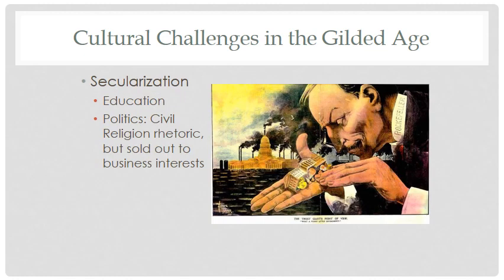Secularization also affects politics. There's still a lot of politicians talking in civil religious rhetoric, but they're sold out to business interests. And American government really becomes focused in many ways during this era on business interests. Here's a contemporary editorial cartoon. This is John D. Rockefeller, and you see he's got the White House in the palm of his hand, and the Capitol in the distance there is one of his refineries for his oil empire. And so, that kind of shows you how people thought about things at that time.